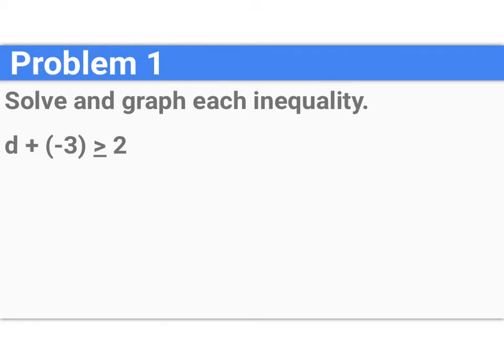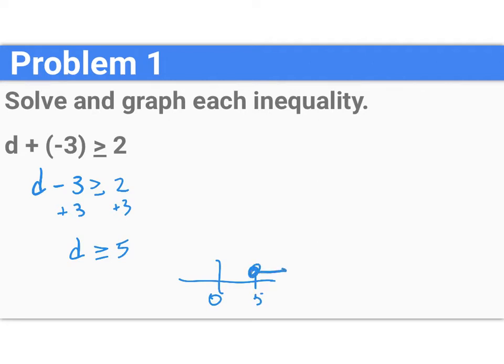Okay, so d plus negative 3 is the same as d minus 3 is greater than or equal to 2. Add 3 to both sides. D is greater than or equal to 5. Graphing it, greater than or equal to includes 5. It goes to the right. There we go.